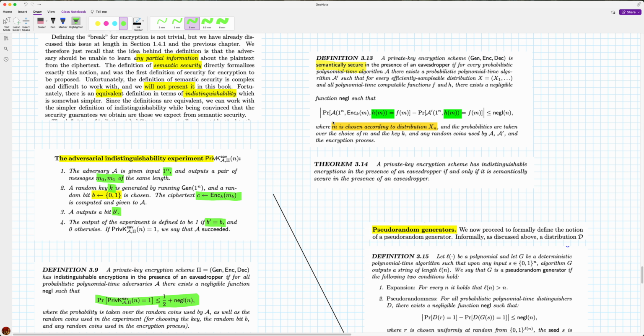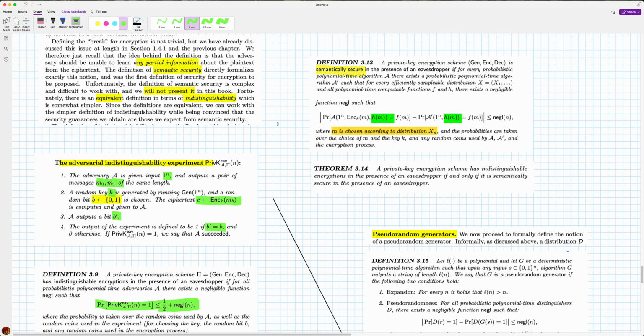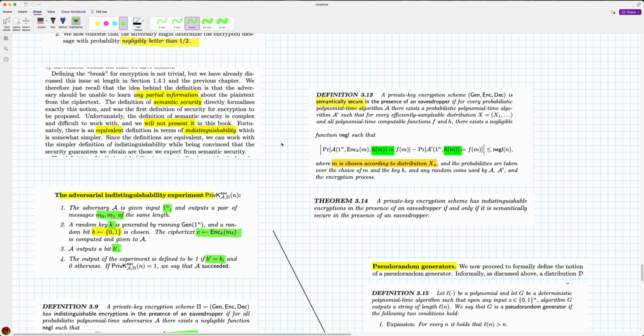One thing I forgot to mention was that we had these three equivalent definitions, remember, in the information theoretic setting, right? But now we also want to make sure that the definitions continue to be equivalent in the computational setting. Semantic security was the one where we were saying that the distribution over the messages doesn't change.